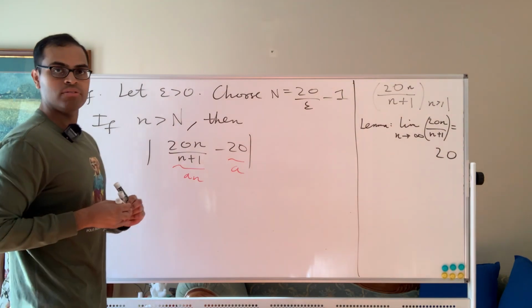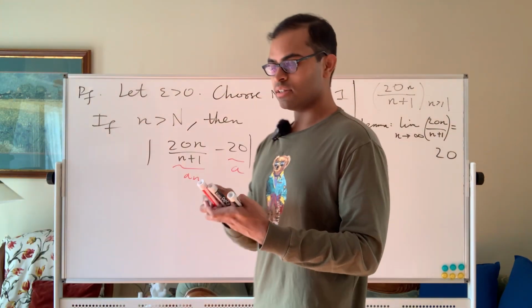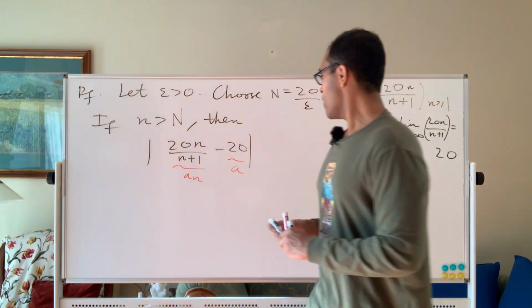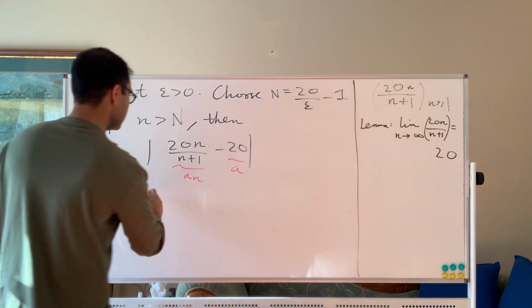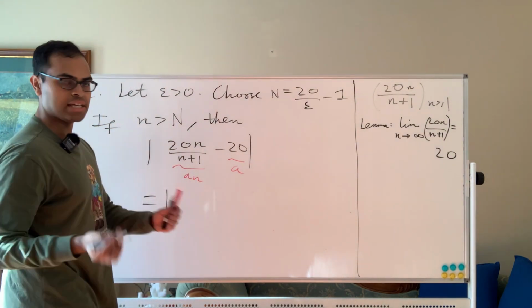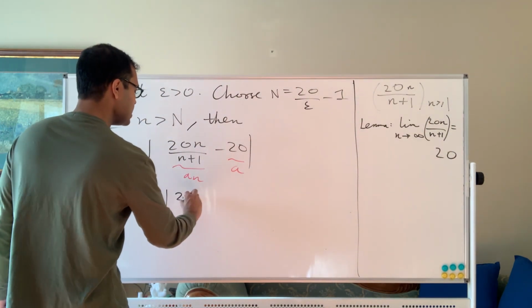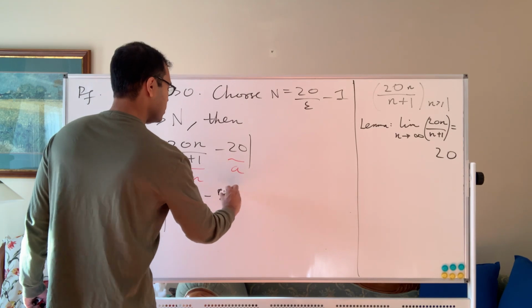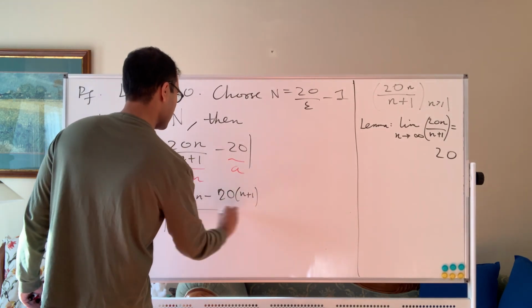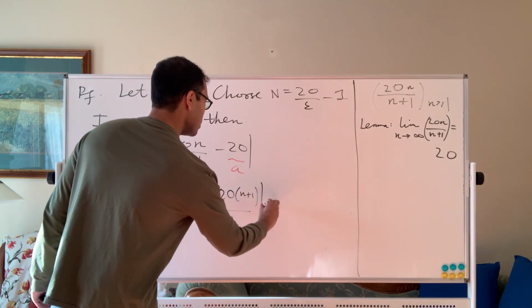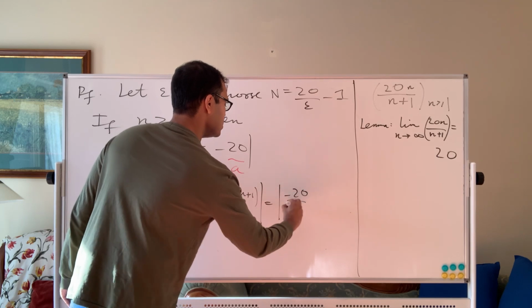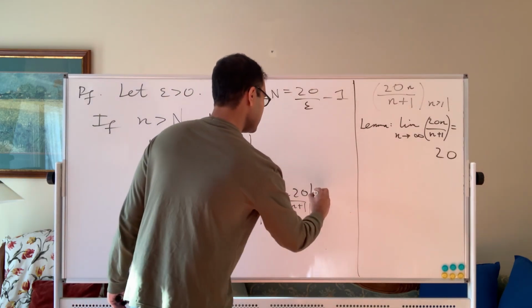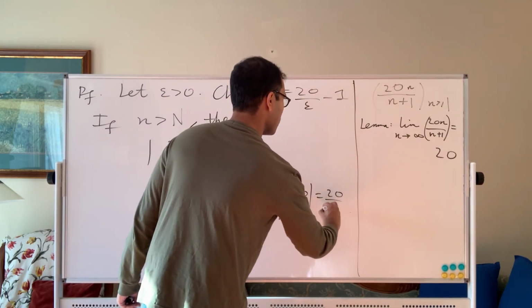So we want to estimate, we want to say that the distance is small, so those two terms are going to be very close. So we do the same process basically, it's just backtracking. 20n minus 20(n plus 1), divided by n plus 1, which we know is the absolute value of minus 20 over n plus 1, which is equal to 20 over n plus 1.